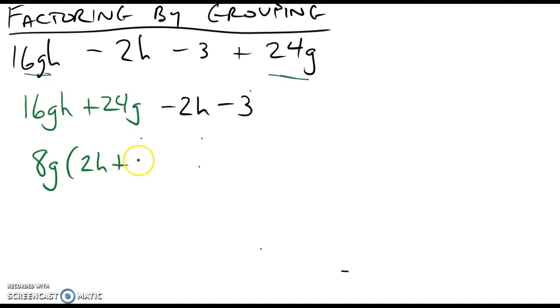2H plus 3. Now look, this looks just like this, except these are negatives. So I'm going to take out a negative 1. And now I'm left with a positive 2H plus 3, just simply because if we divide negative 1 by these, the signs change.